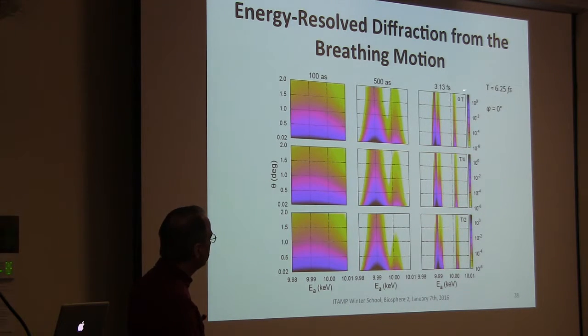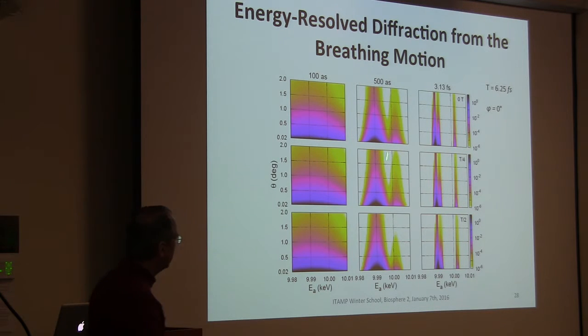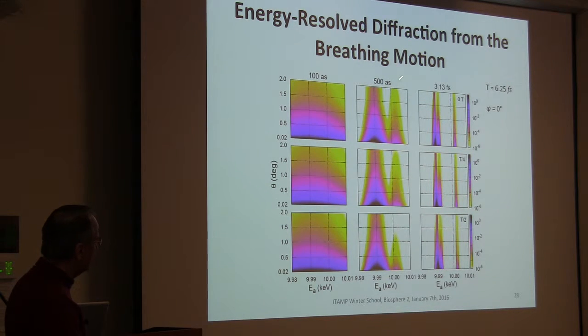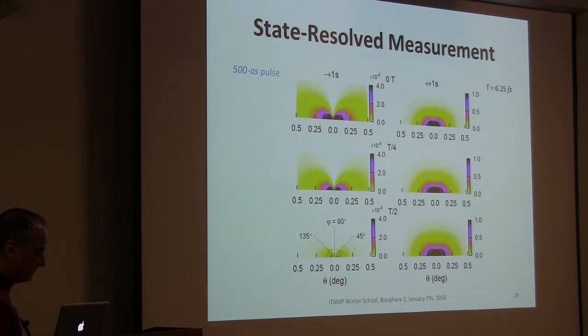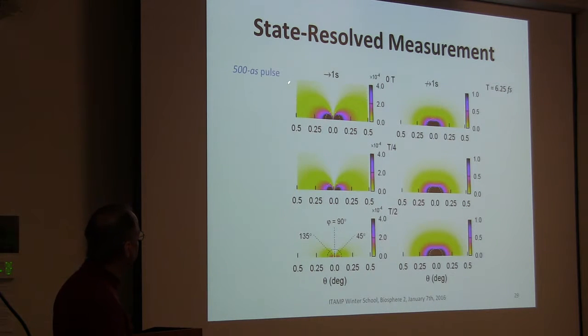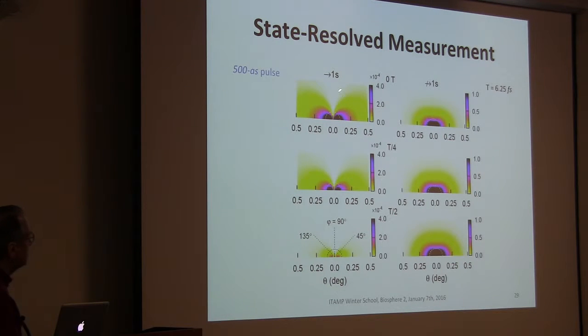If you go to 3 femtoseconds, again, there's almost no change with time. So 500 attoseconds looks like a good way, with energy resolution, of detecting the breathing motion of the state. For a 500 attosecond pulse, if you measure the results of de-exciting the target to the 1s state, you see these diffraction patterns in your scattering plane.